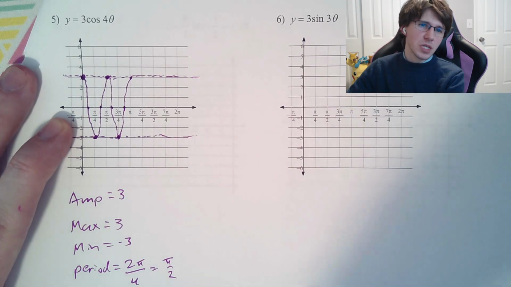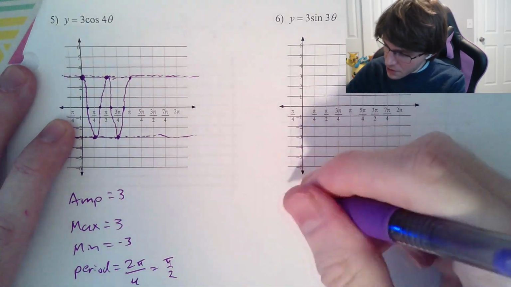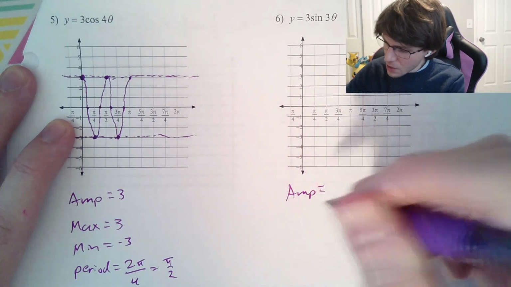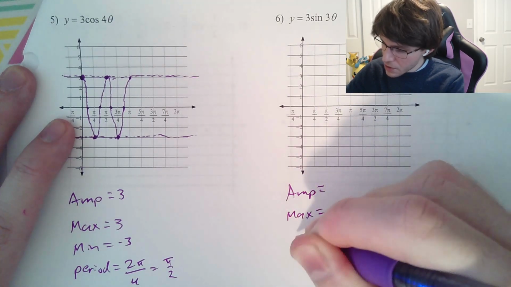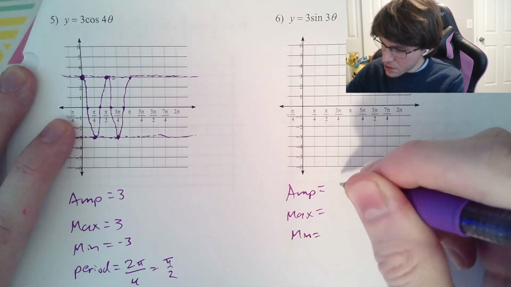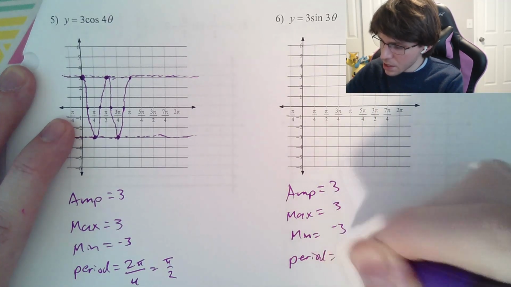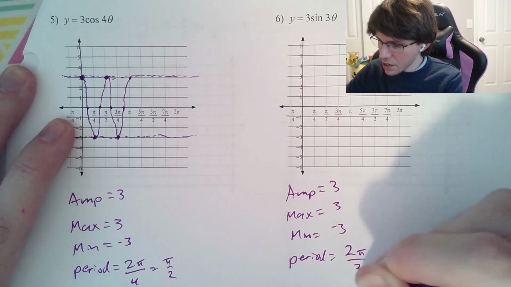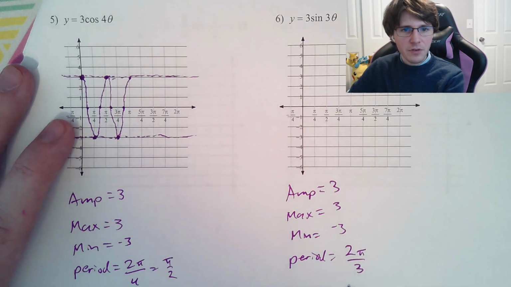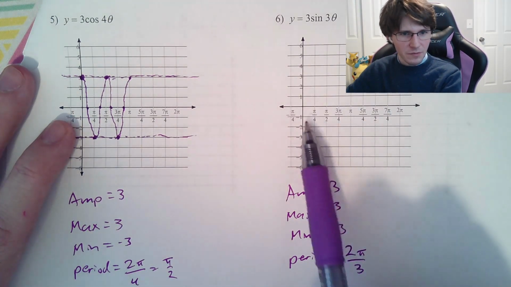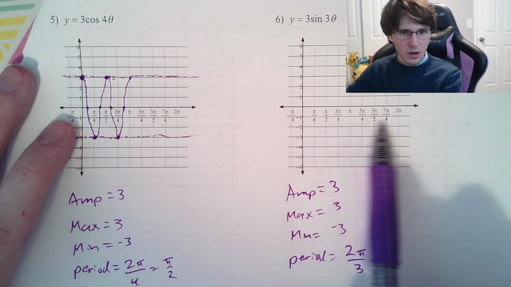Number 6, this one's a little bit more difficult. So we still have the same amplitude. We still have the same maximum. We still have the same minimum for this question, 3, -3. But the period this time, 2 pi over b, is 2 pi over 3. 2 pi over 3 cannot be reduced anymore, and none of these values here really are going to be too helpful.